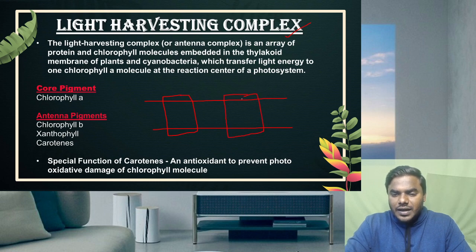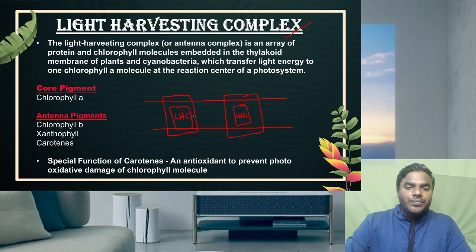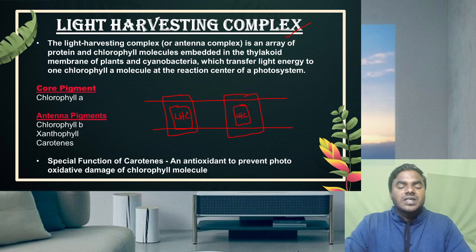Photosystems are present. Inside the photosystem, what are present? LHCs are present. Light harvesting complexes are present. Okay, absolutely fine. Friends, what is every light harvesting complex made up of?